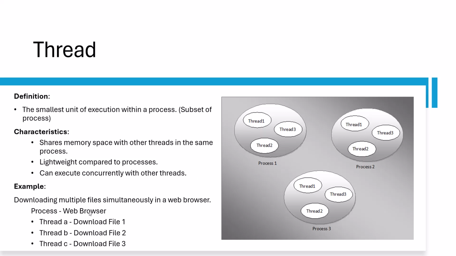So this web browser is the process, and this process will have different threads, like thread A, which is downloading file 1, thread B to download file 2, thread C to download file 3, right? This is one example of how threads get created, or how processes and threads are interconnected.